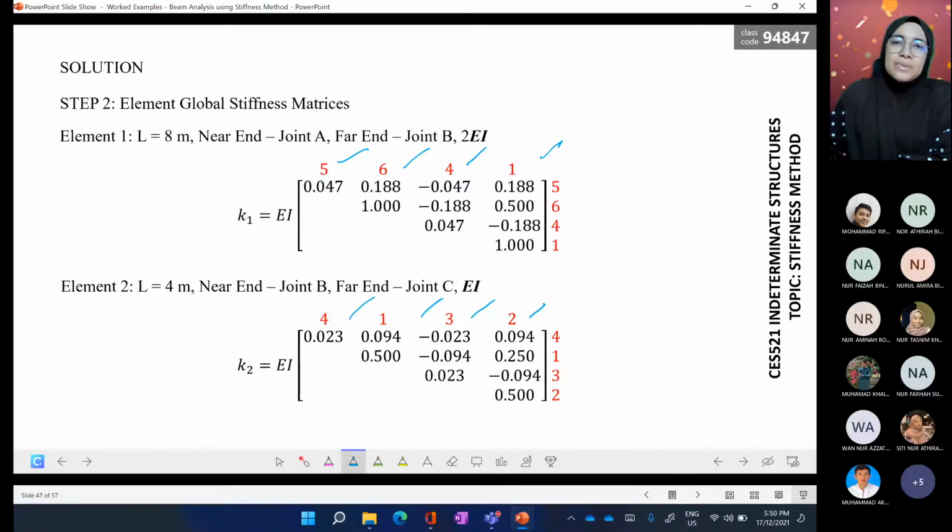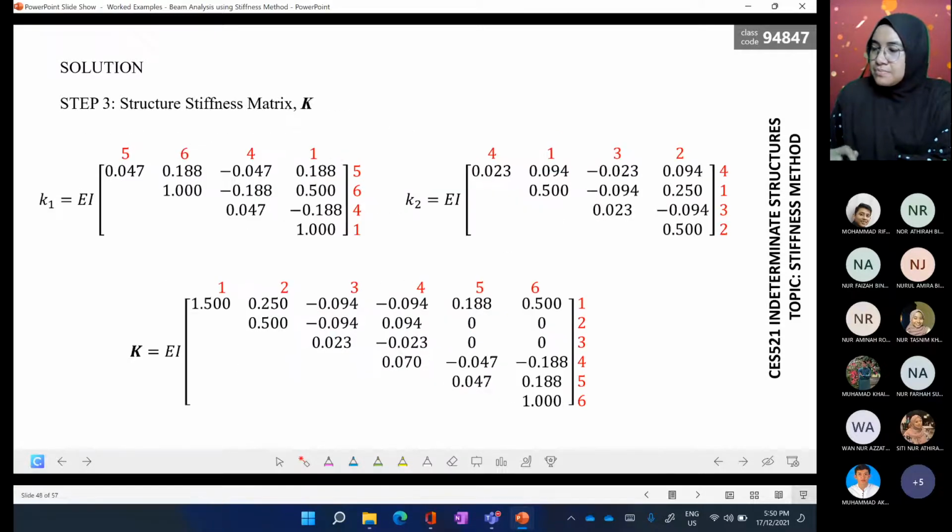Anyway, it will depend on how you label your diagram. Okay, so from this we will get the structure stiffness matrix. This is the structure stiffness matrix. Okay, we have to put EI.